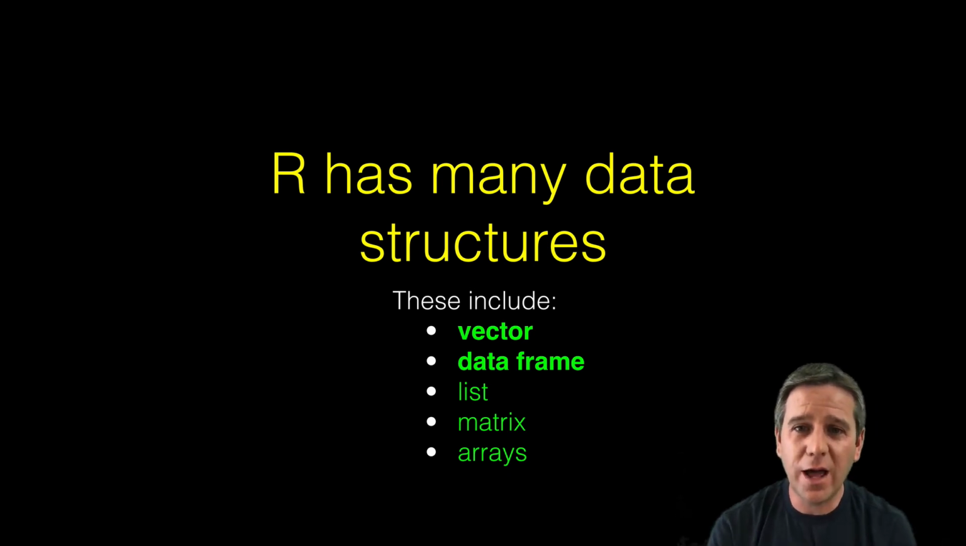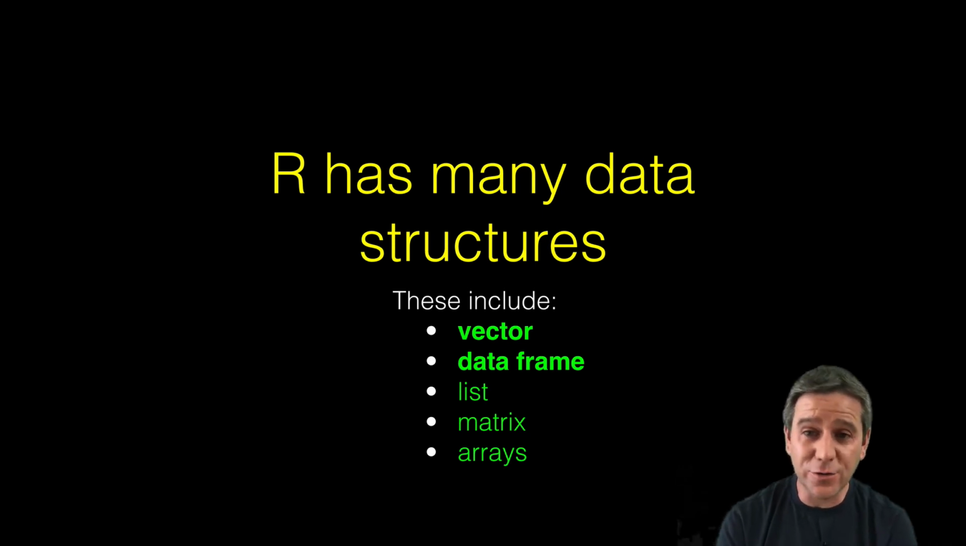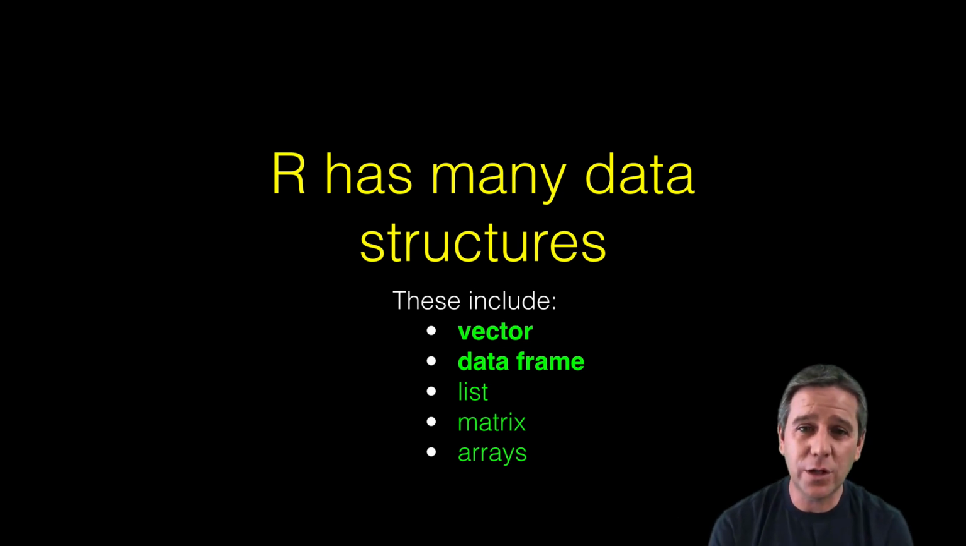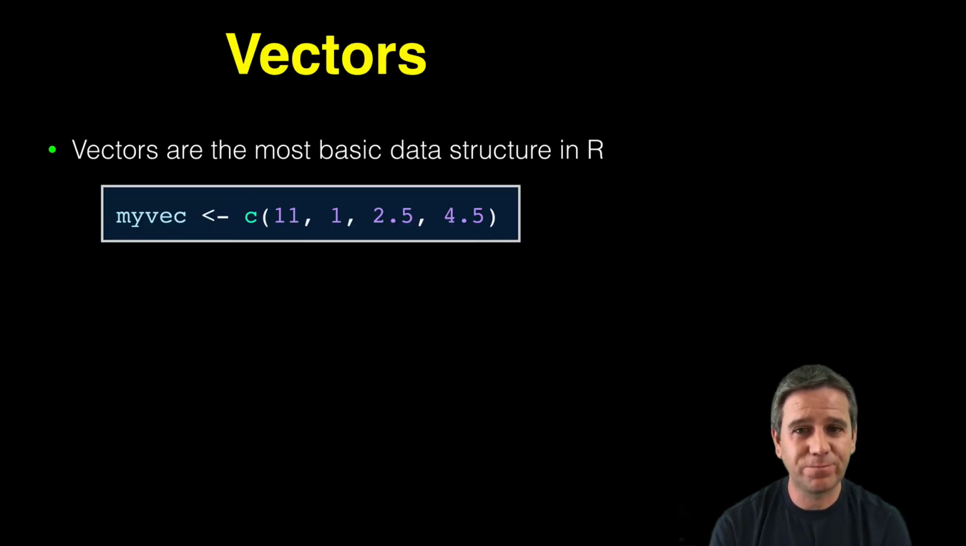Now, there are a number of major data structures in R that I'm listing here. You can just think of these for now as containers for your data, the stuff we want to actually analyze. We're going to focus on just two in this video: vectors, and then we'll also talk about data frames.